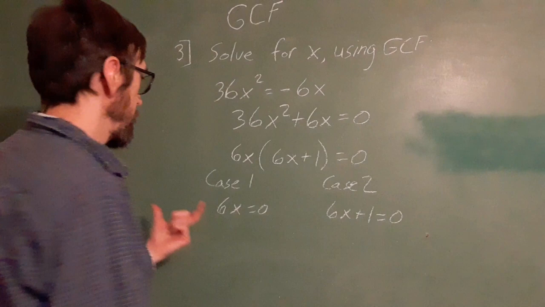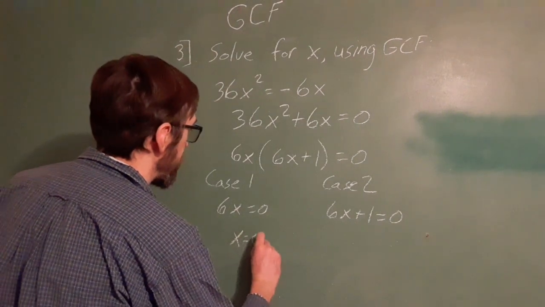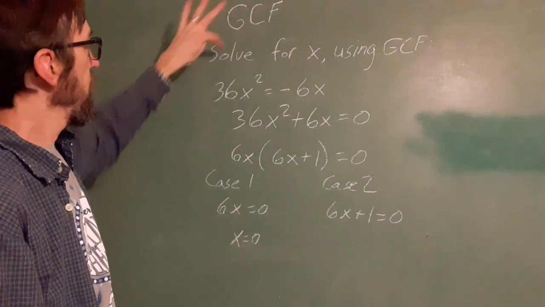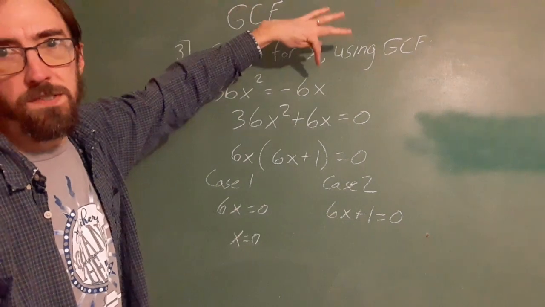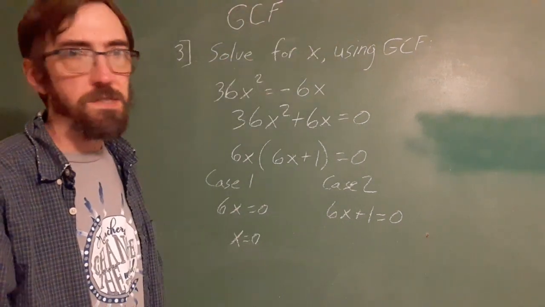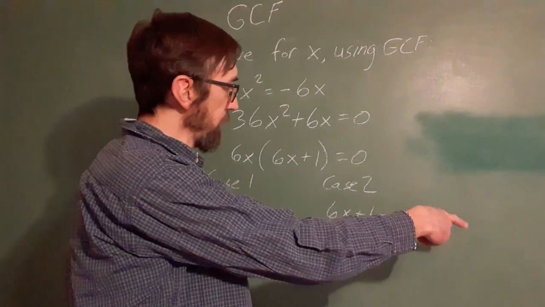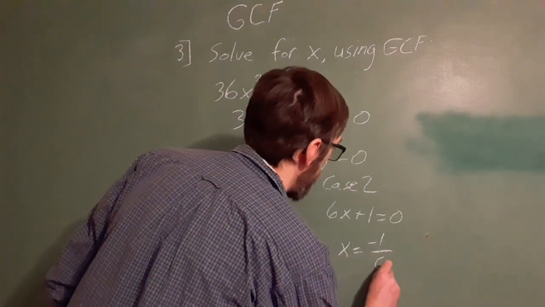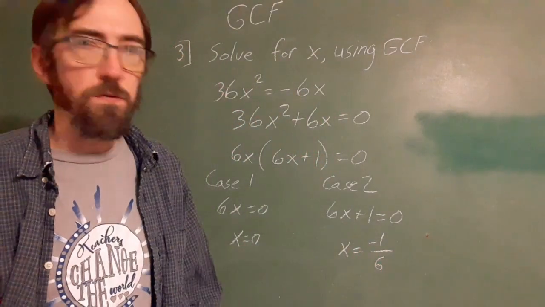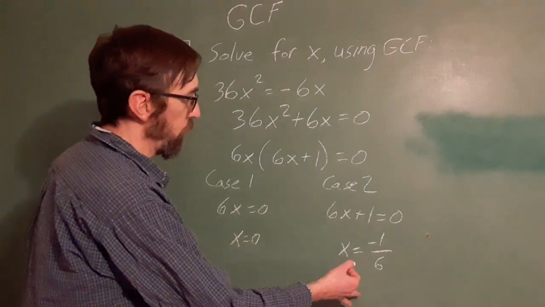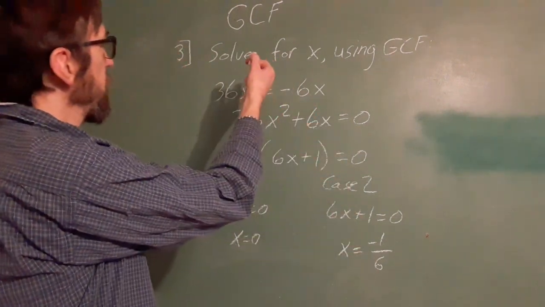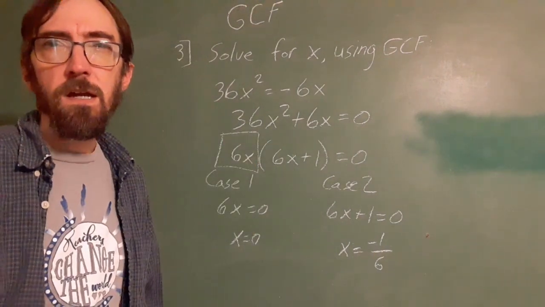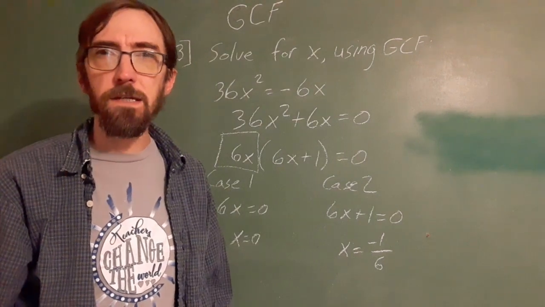Dividing on both sides by 6, we're going to get x is equal to 0. And that's really easy to see in the original. If I plug in 0 here, the whole left-hand side goes to 0. If I plug in 0 here, the whole right-hand side goes to 0. Over here, I'm going to subtract 1 and then divide by x. So I get negative 1/6 over here. So I have 0 or negative 1/6 as solutions for this by using the greatest common factor as a part of my solving technique.